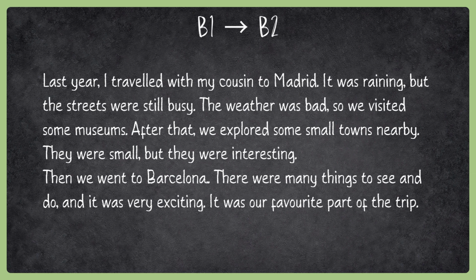Then we went to Barcelona. There were many things to see and do, and it was very exciting. It was our favourite part of the trip. This version is correct and easy to understand, but it uses very basic connectors like but, so, and. The sentences feel short and separate, almost like a list of events. That's normal for a B1 learner, but we can make it sound much more natural and fluent.